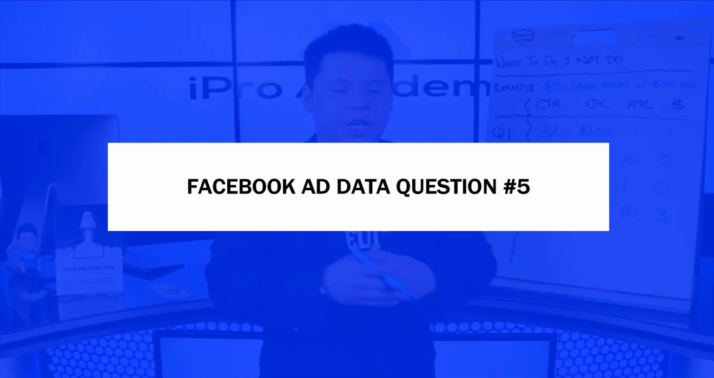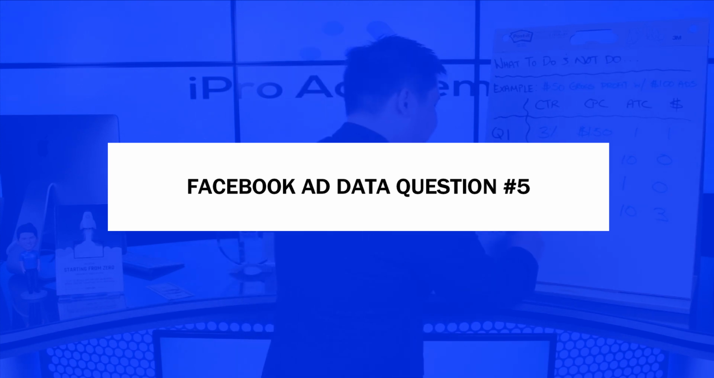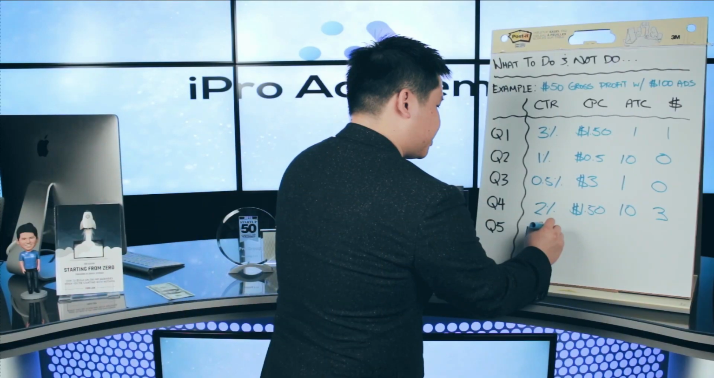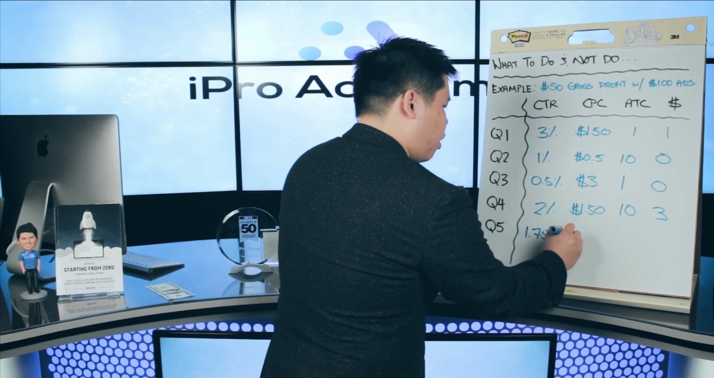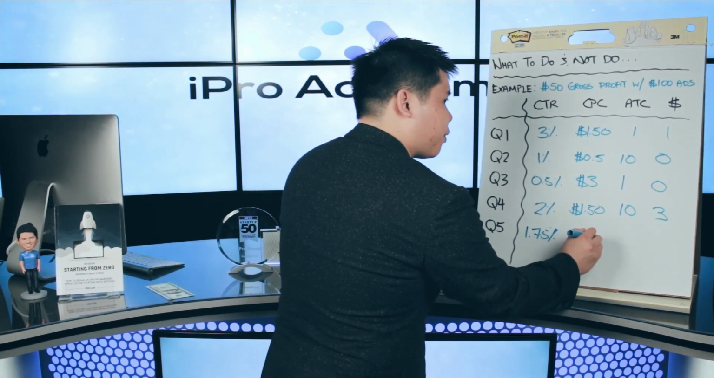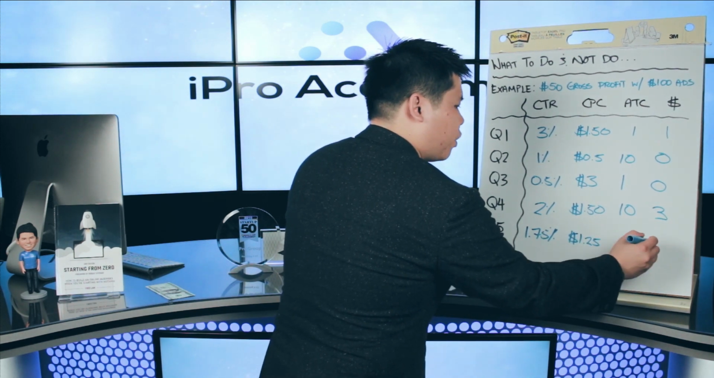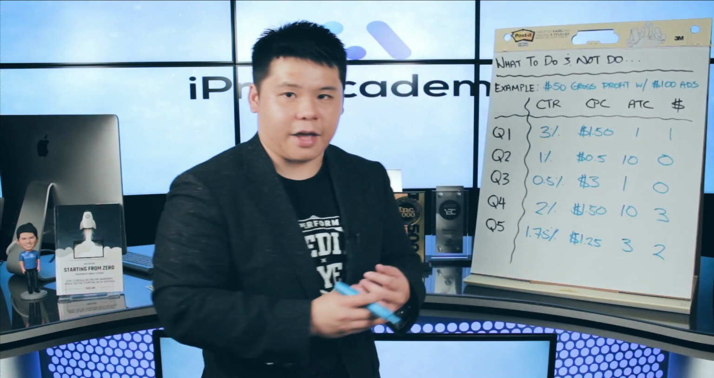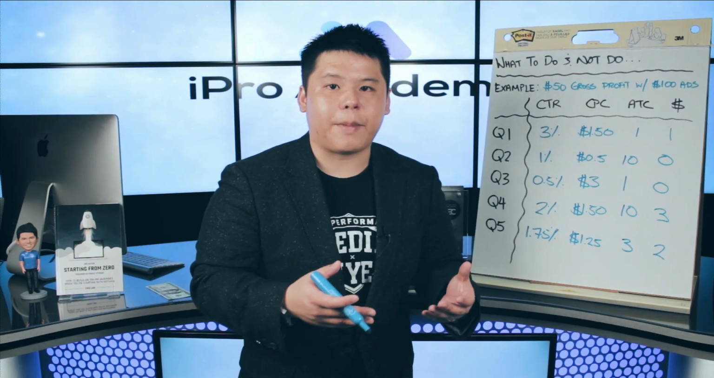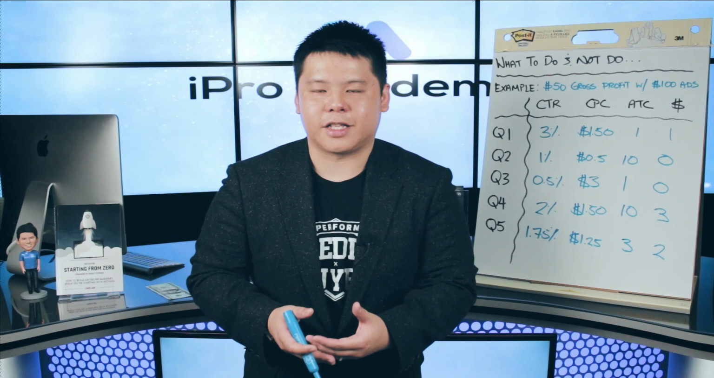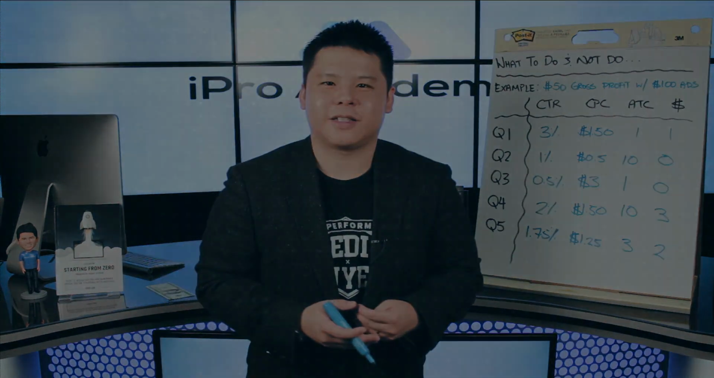So now, question number 5 is that you're getting a 1.75% click-through rate with $1.25 cost per click, with 3 add to cart and 2 sales. Will you be pausing the campaign or will you not? Let me know in 5 seconds.